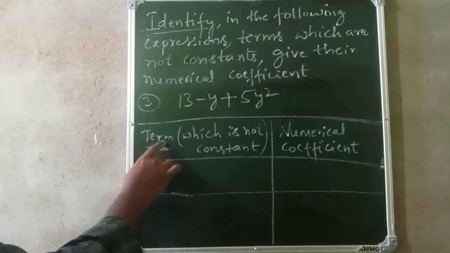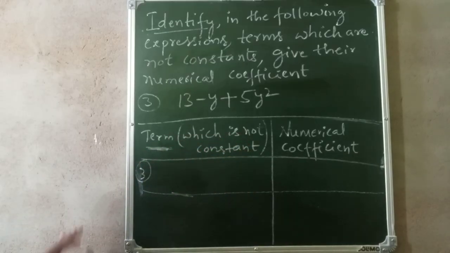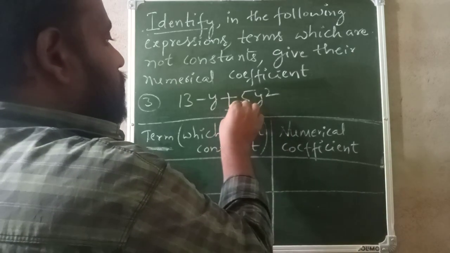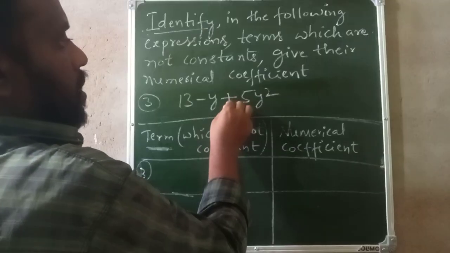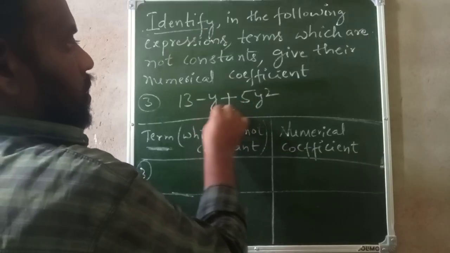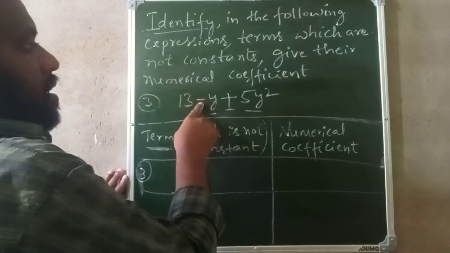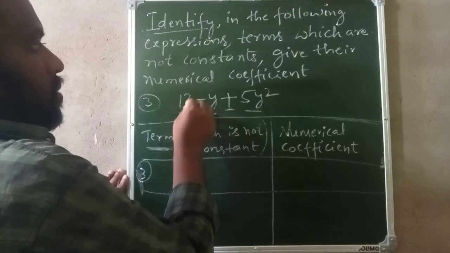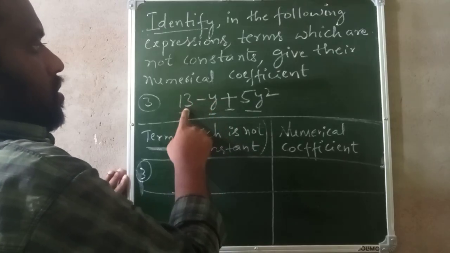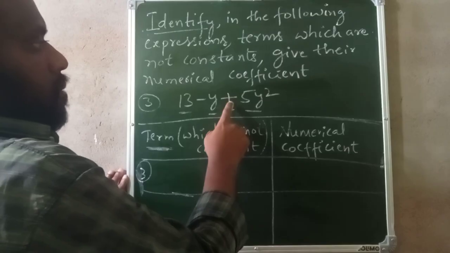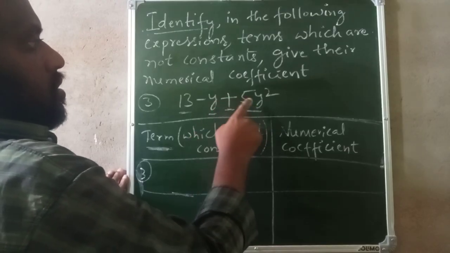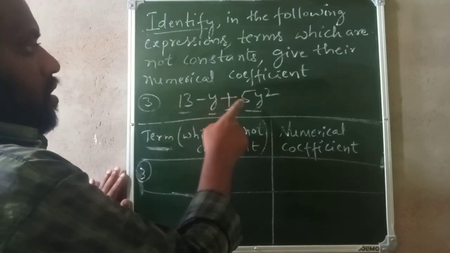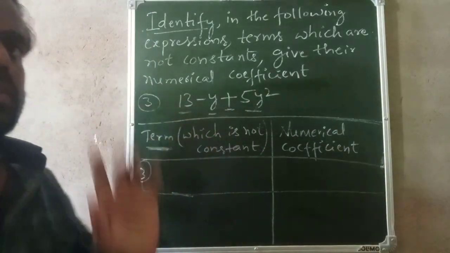We'll first identify the terms. I said terms are separated by plus or minus signs. Here one plus is there, so one sign will separate two terms. So this is one term, this is another term. But again minus is also there. Minus separates two terms: this and this are terms. Again plus separates this and this. So how many terms are there? 3. This is one term, this is the second term, this is the third term. So 3 terms are there.